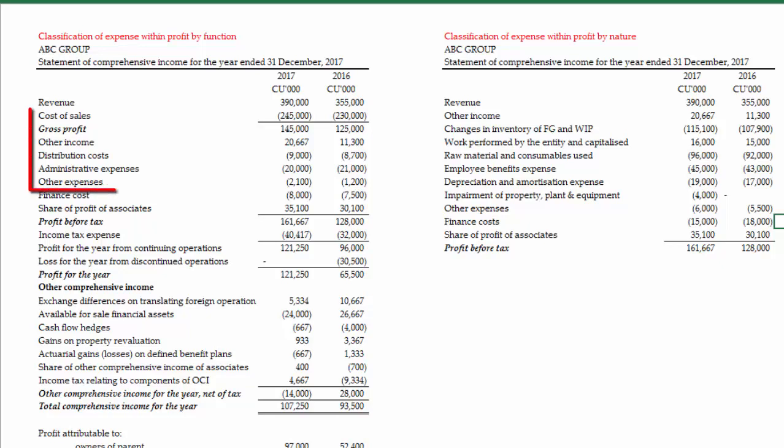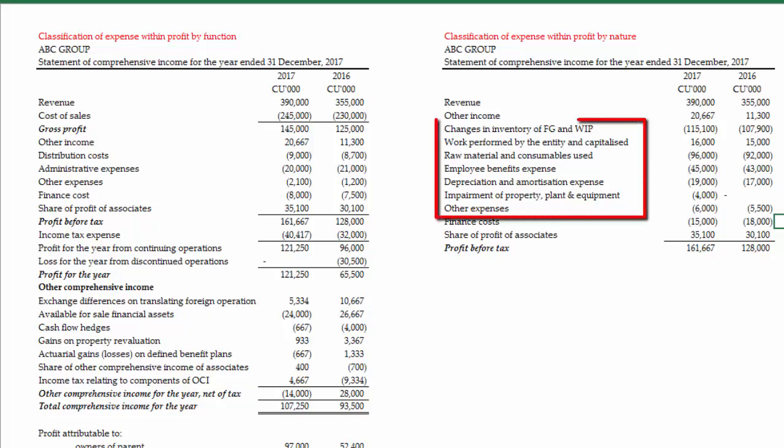Now, the expense section of this statement of comprehensive income is when you classify the expense by function. However, this expense section can as well be classified by nature. This is where you classify the expense section of the statement of profit or loss by nature. We'll look at the two in detail.